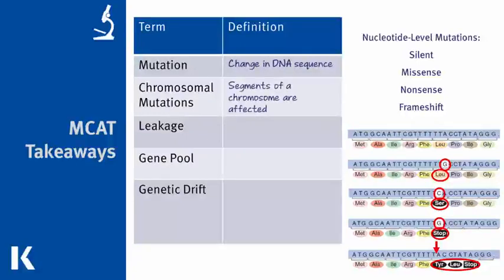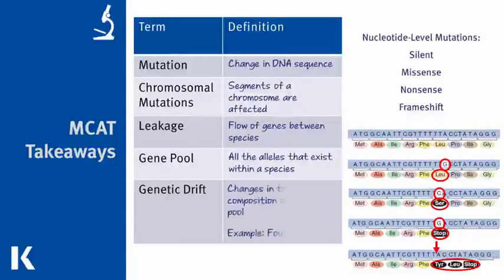Then we defined chromosomal mutations and looked at deletion, duplication, inversion, insertion, and translocation mutations that affect entire segments of the DNA sequence. We defined leakage as the flow of genes from one species to another, and saw that the gene pool consists of all of the alleles within a species. Finally, we looked at genetic drift and how it randomly causes changes to the gene pool and the founder effect, which is an extreme example of genetic drift.